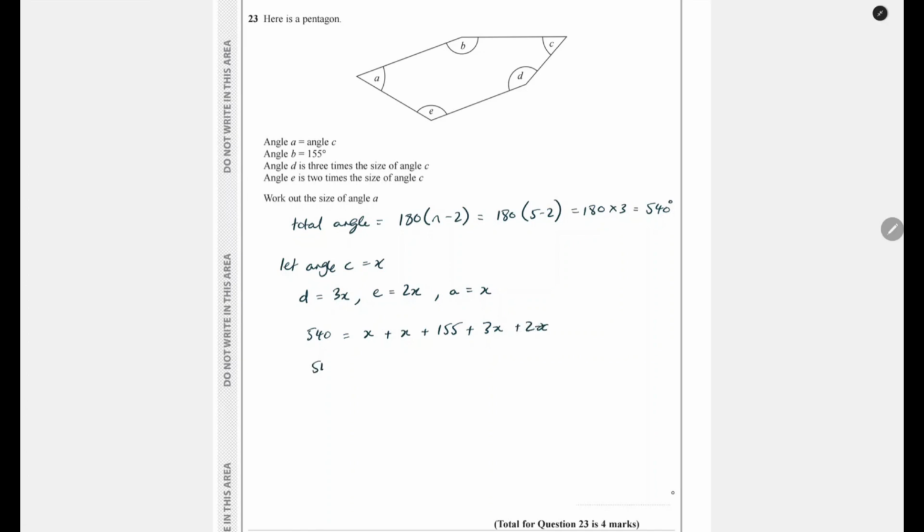And so if we add all of these together, x plus x is 2x, plus 3x is 5x, plus 2x is 7x, plus the 155. If we take the 155 to the other side, that's 7x is equal to 540 minus 155. 7x is equal to 385. And so x is going to be 385 divided by 7, and x is equal to 55 degrees. And so angle A is equal to 55 degrees.